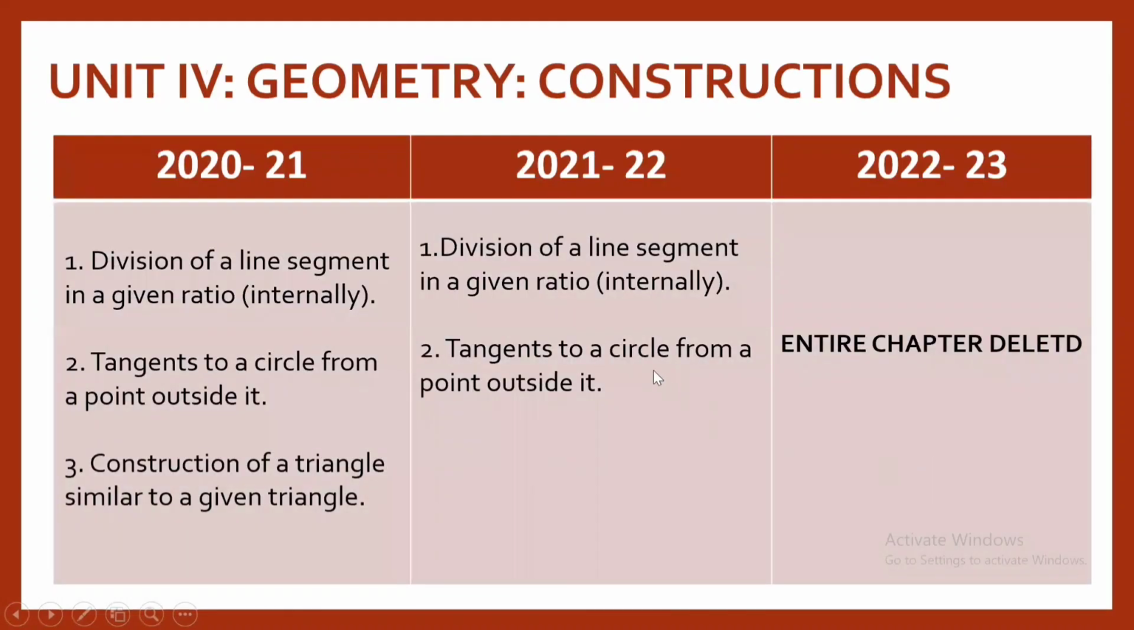Now, changes done. 2021, no change. 21-22, construction of a triangle similar to a given triangle was gone. But in 22-23, the entire chapter has been deleted. The chapter of construction is no longer in your syllabus. In 21-22, only this third point, the construction of similar triangle, was deleted. But in 22-23, the entire chapter has been deleted. I hope it is clear.